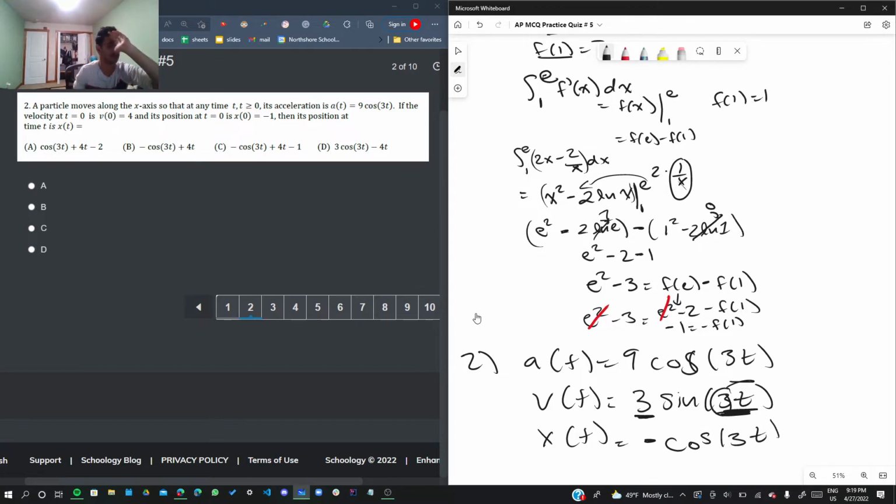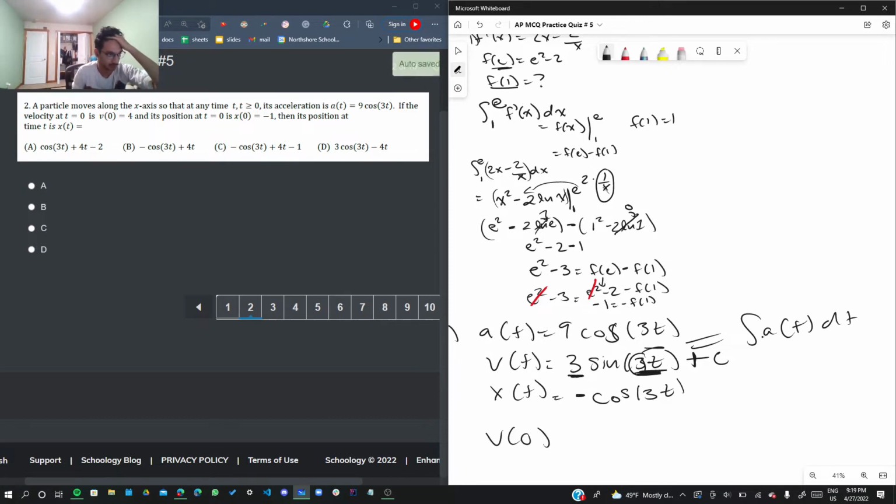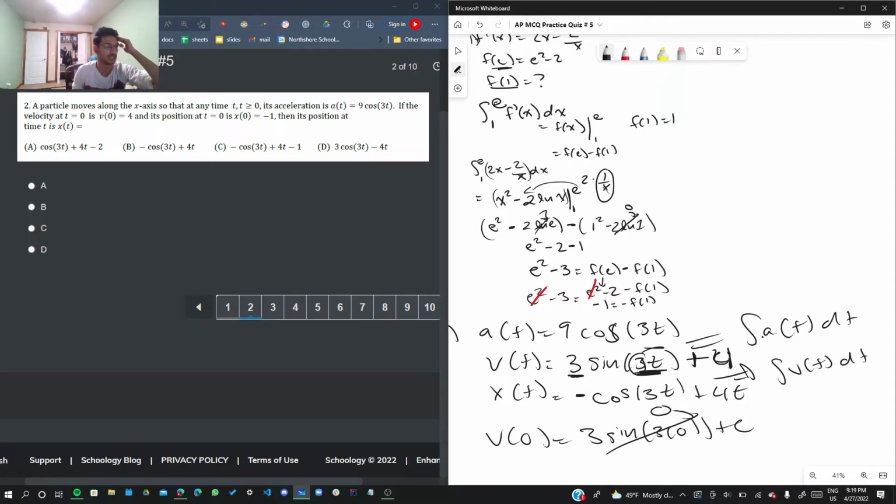So it's going to be A, B, or C. Okay, fun. That is not helpful at all. So when you take the integral, you're always going to have plus c, right? This is basically the integral of a of t dt, so you're going to have this plus c right here. Here, they said v of 0 is 4. So if you plug in 0, 3 sine of 0 is 0, so then you just add on 4 there, right? Now you have to take the integral of this, because position is the integral of velocity. So then that would be a plus 4t, right?